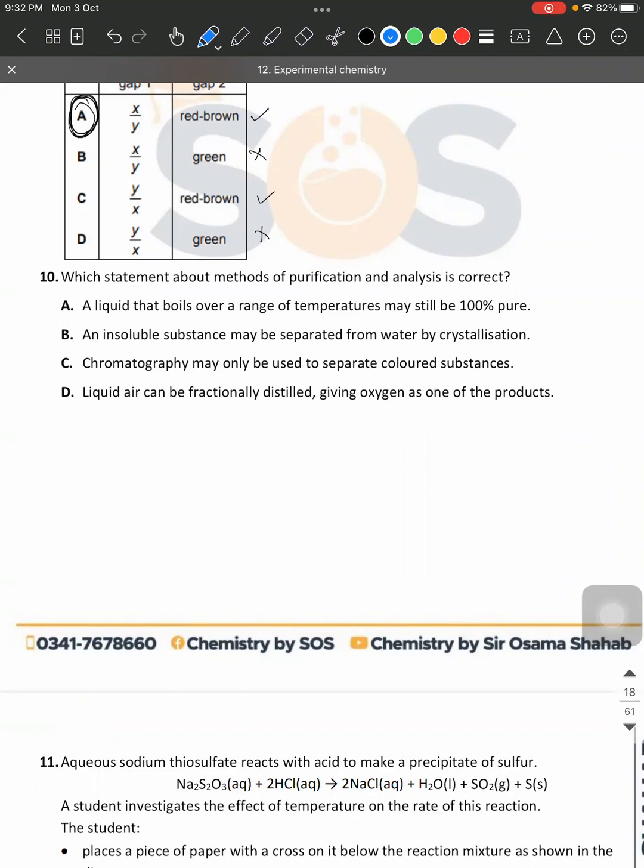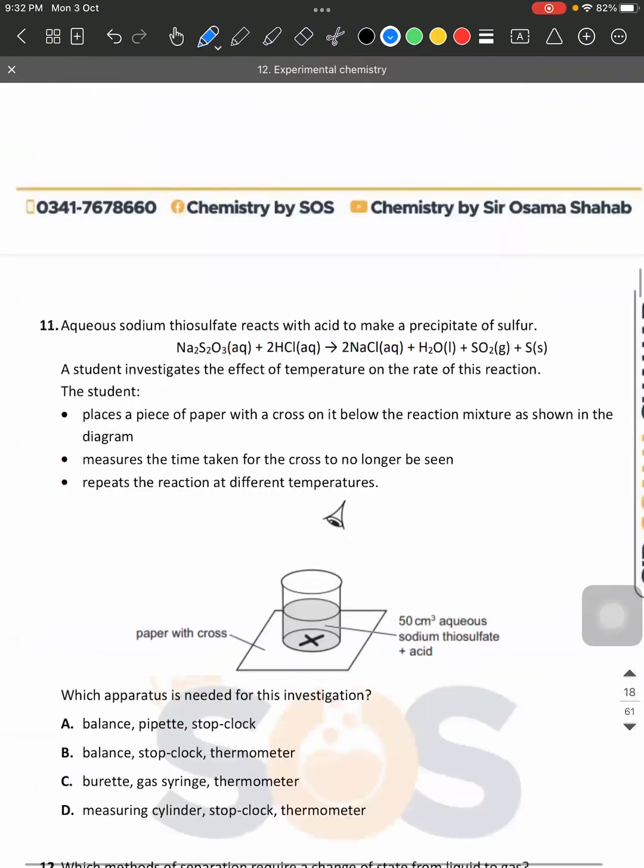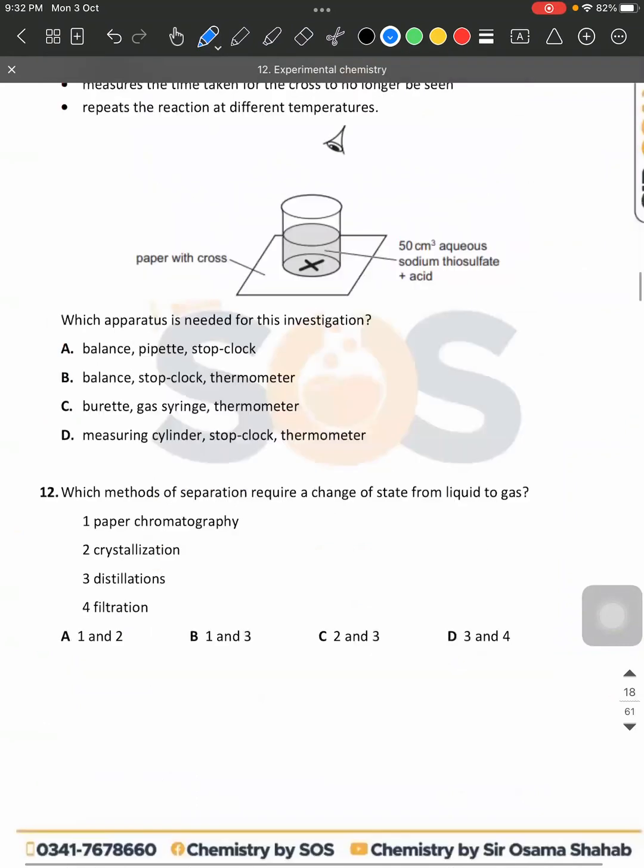The fourth one is liquid air can be fractionally distilled, giving oxygen as one of the products. Is that right or not? This is the right answer, because air has oxygen and nitrogen in it, right? So you can condense or liquefy the air into liquid form, then you can fractionally distill it. So one of the products will be oxygen. I think D is right. Okay, so this is the right answer. Then this is actually the rate of reaction, so I'm not talking about this right now.